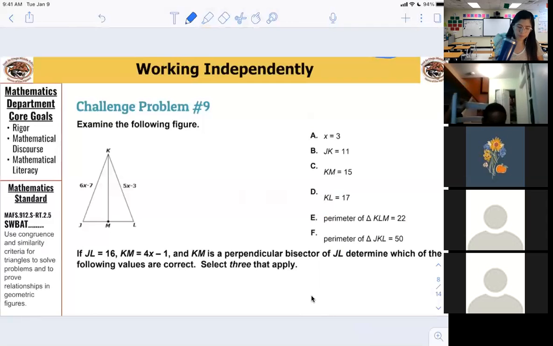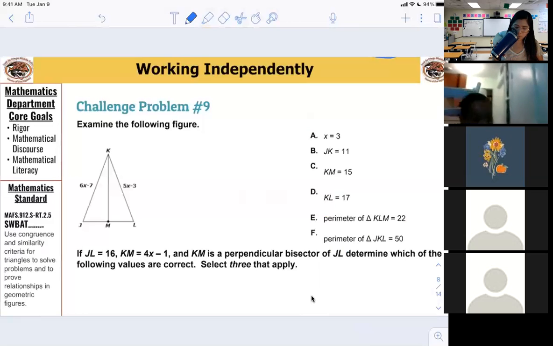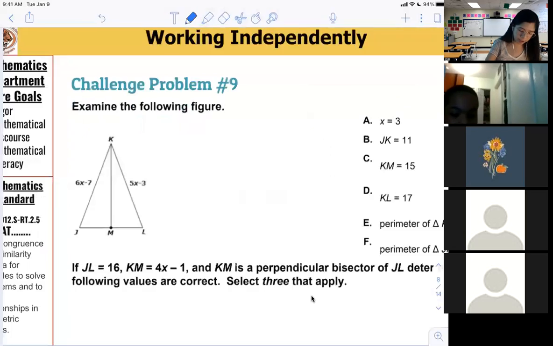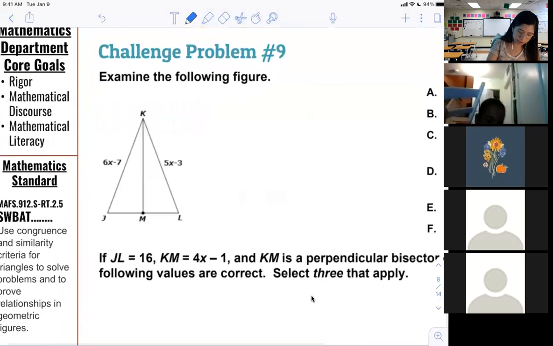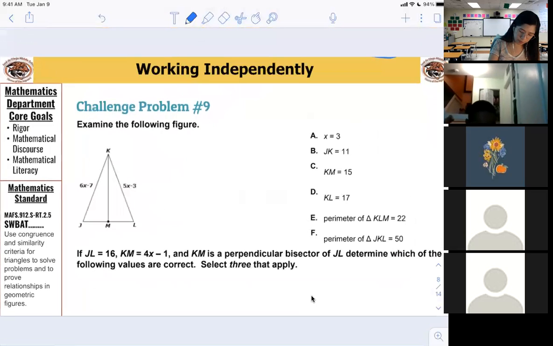Examine the following figure. If JL is equal to 16, KM is equal to 4x minus 1, and KM is a perpendicular bisector of JL, determine which of the following values are correct. Select three that apply. Okay, so they give us some extra info. Let's fill it in. JL is 16, so this whole thing is 16.